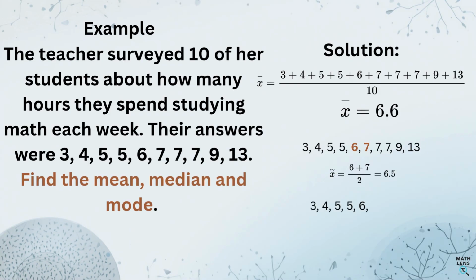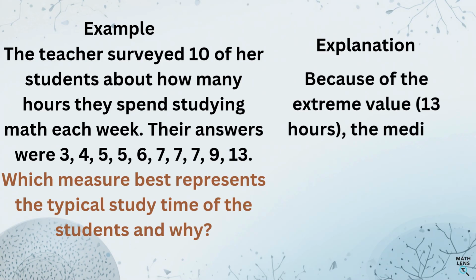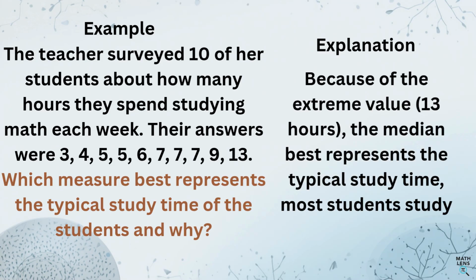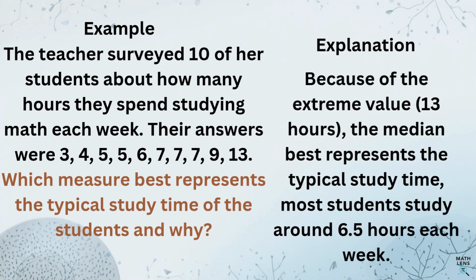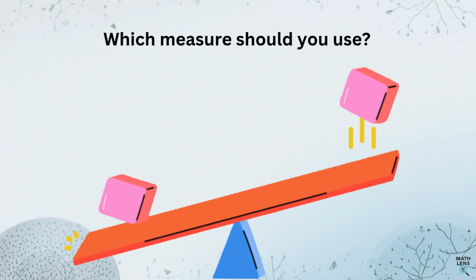Finally, the mode is the number that appears most frequently. In our dataset, 7 appears 3 times, so the mode is 7 hours. Which measure best represents the typical study time? Given that 13 is an outlier, the median, at 6.5 hours, is most representative of the typical student study time because it isn't pulled by this high value. Remember, choosing the right measure helps in accurately interpreting your data, leading to more informed decisions.